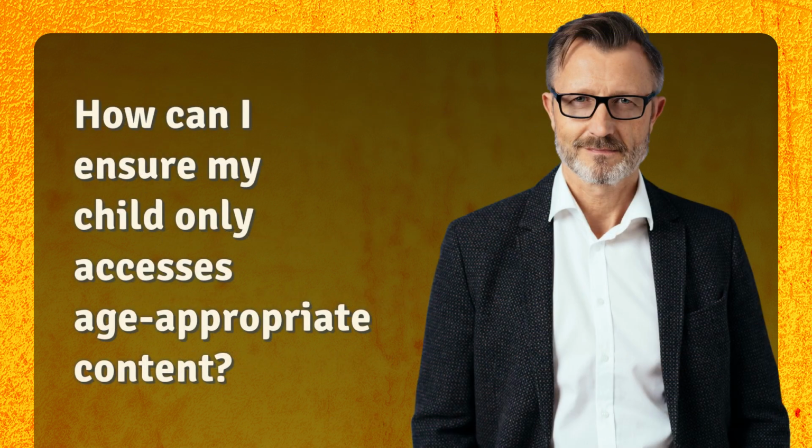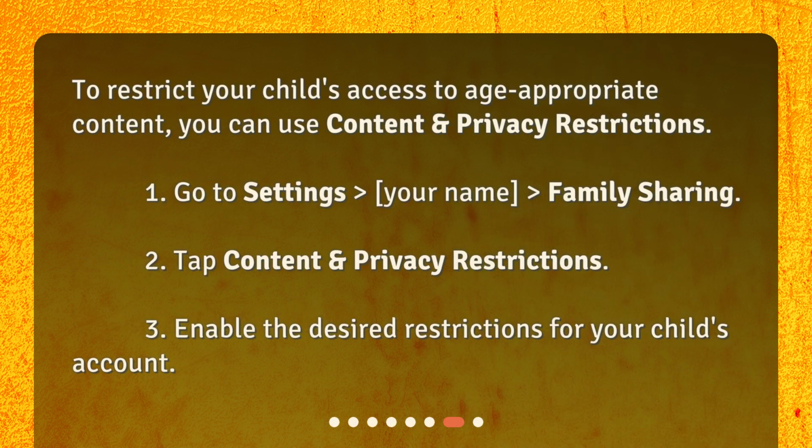How can I ensure my child only accesses age-appropriate content? To restrict your child's access to age-appropriate content, you can use Content and Privacy Restrictions. 1. Go to Settings > your name > Family Sharing. 2. Tap Content and Privacy Restrictions. 3. Enable the desired restrictions for your child's account.